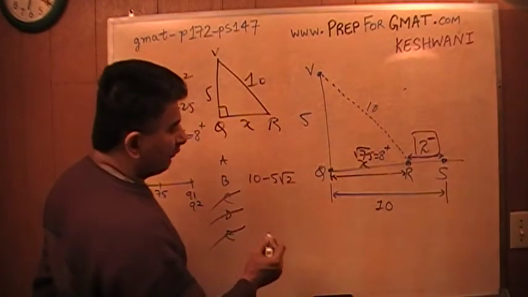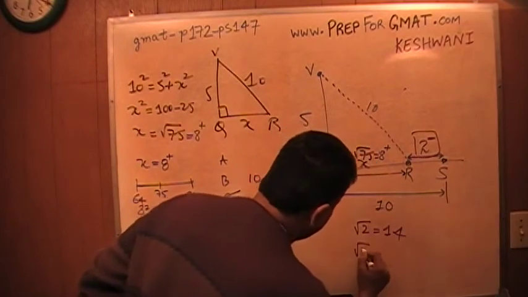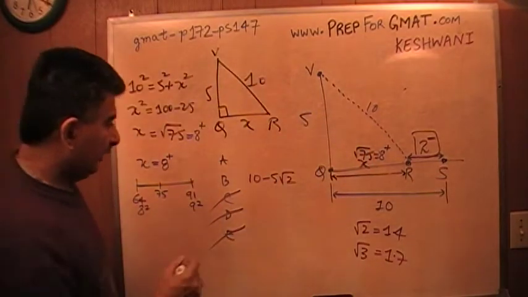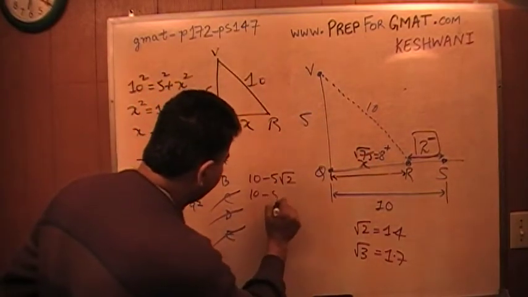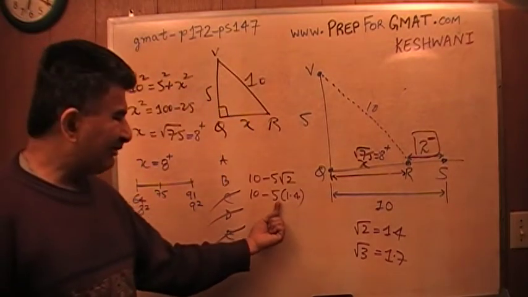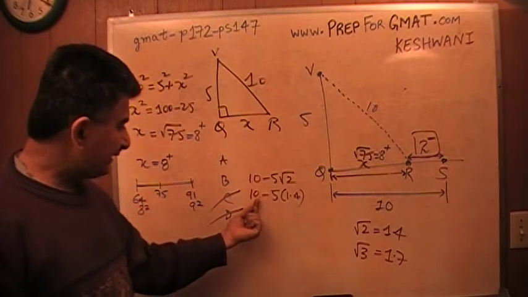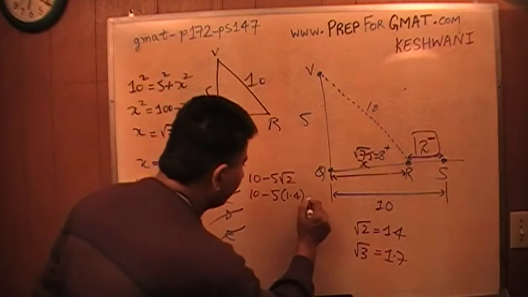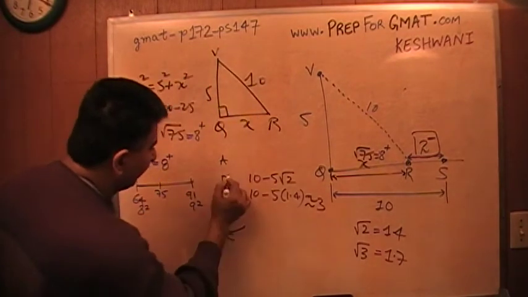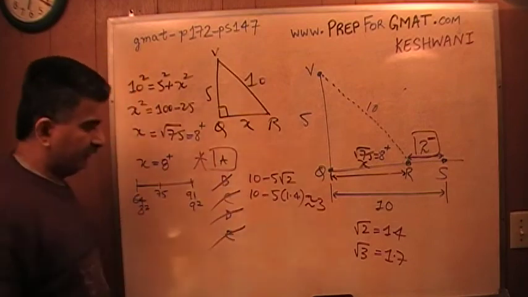You do have to know the square root of 2 by heart for the exam. The square root of 2 is 1.4. The square root of 3 is 1.7. You should know this by heart. Therefore, this B is 10 minus 5 times 1.4. I know that 1.4 times 10 is 14, therefore 1.4 times 5 would be 7. This quantity in B is approximately 3. It is still too large. The answer is A.